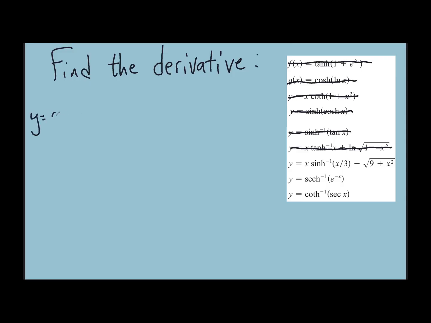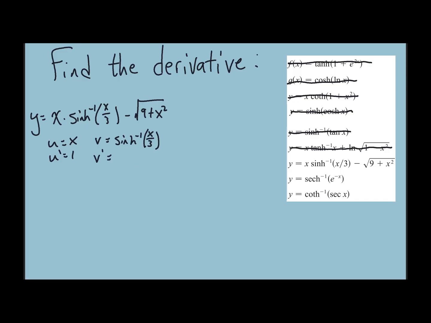Let's have a look. y equals x times hyperbolic arc sine of x over 3 minus the square root of 9 plus x squared. So of course this is going to be a product rule. It's two functions of x multiplied, and then it's going to be some kind of a power rule here. So let's look at what the product rule would look like. Our u value will be x, u prime is going to be 1. v is going to be hyperbolic arc sine of x over 3. I'm getting real tired of saying that.